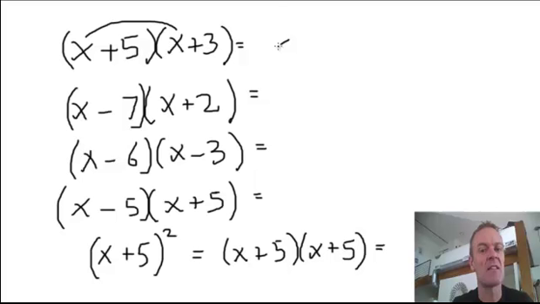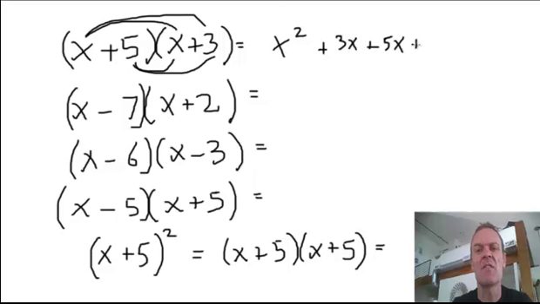Okay, so here's a good selection of FOILs. Here we go. First, x times x, that's your classic x squared. The outer x times 3 is 3x. The inner, the 5 times x, is the 5x. And the last, 5 times 3, is 15.